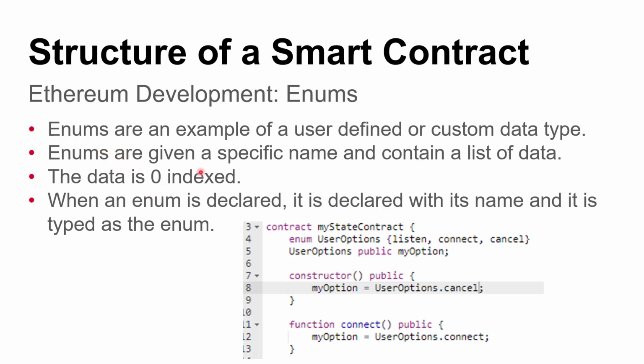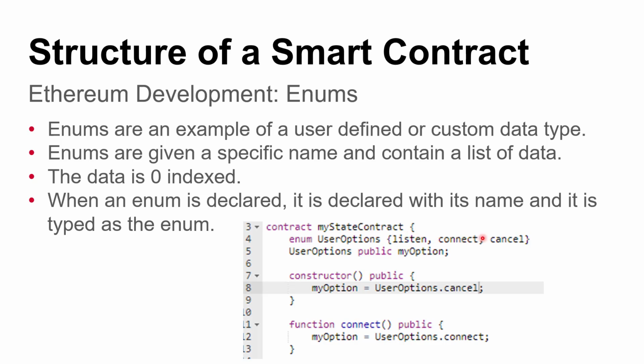Enums. So enums are custom data types. You can give them a specific name. They are zero indexed, and you can declare a value. So in this case, we have an enum called user options, or we have a user options enum. We see here, we declare that, and we see the options.